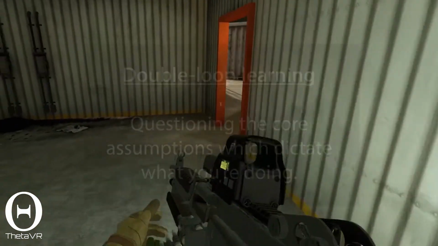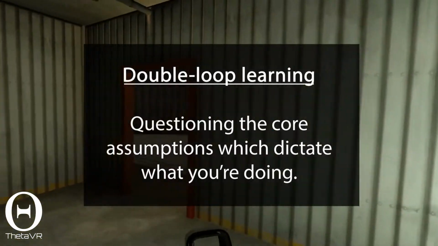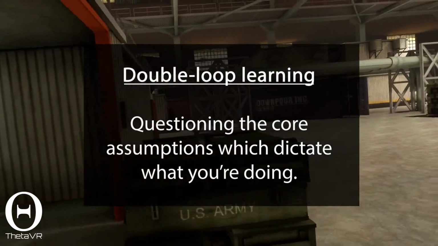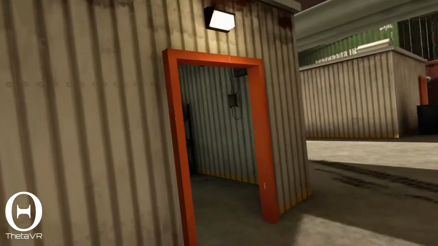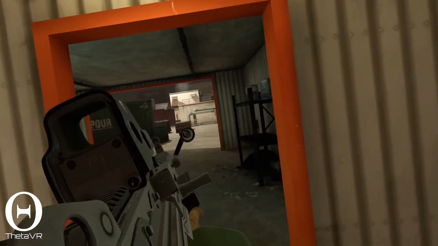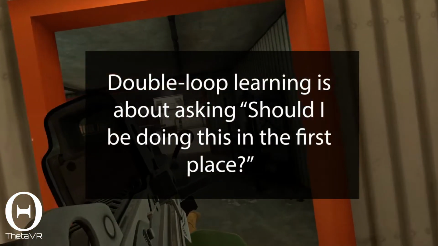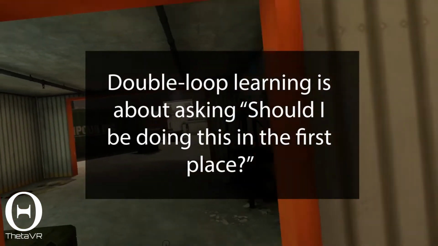A simple explanation for double loop learning is that it's about questioning the entire learning process you're currently engaged in. It's about asking yourself and your team, should time and energy be spent on this at all? And if not, what should we be doing instead?